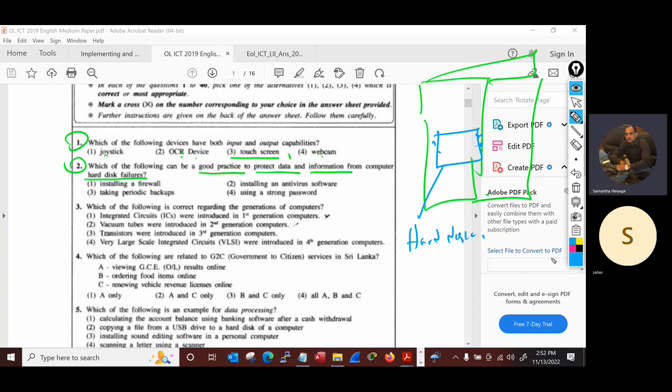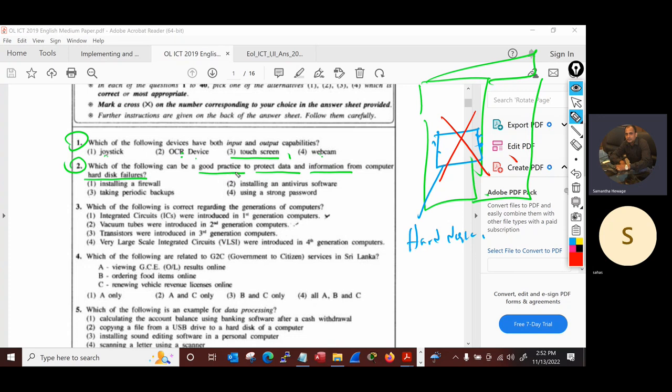Right. Let's say this hard disk has failed due to some reason, malfunction, hardware failure, or some corruption. The hard disk is not working, or it has failed. So what is the question asked?